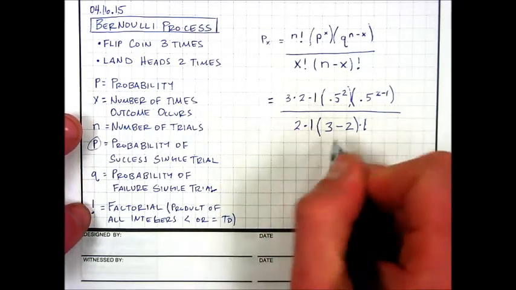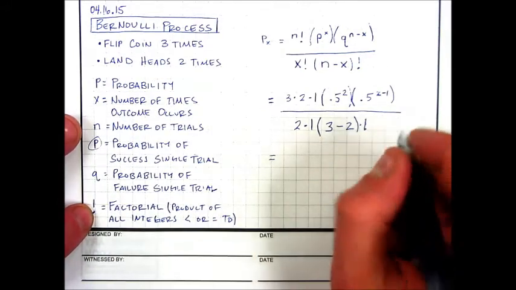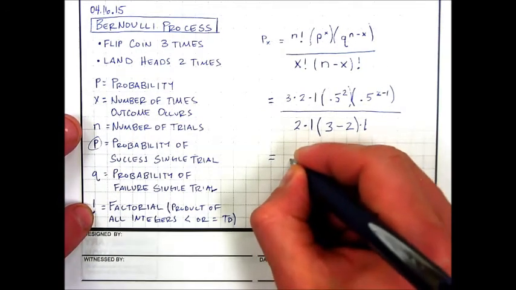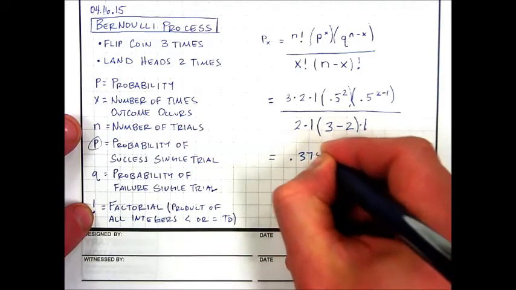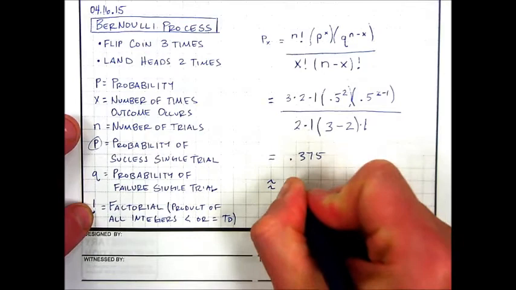You simplify all of this, and you get the same 0.375 or about 38%.